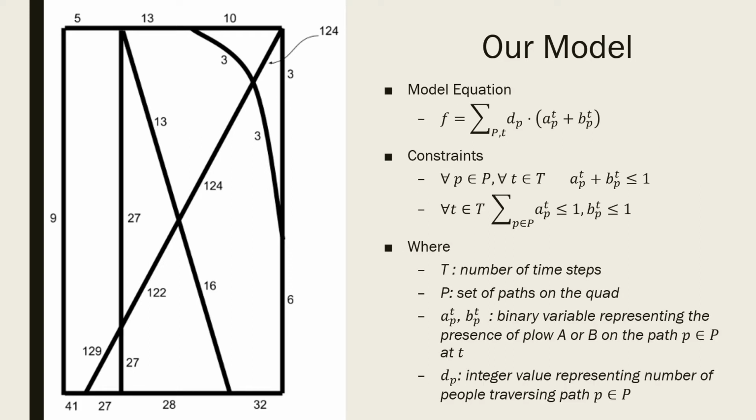Our equation model is listed below. This equation takes into account the weight of each path as well as the position of our plows. Our constraints are also listed below. Our first constraint models how we can only have one plow at most on any single path at any single time. Our second equation says that each of our plows can only be on one path at any given time.